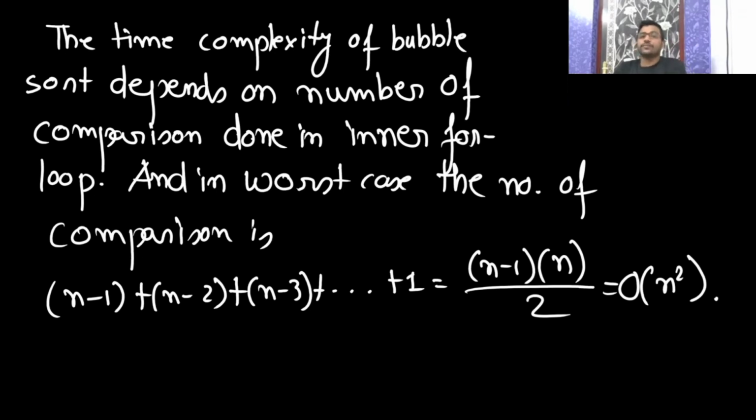So the time complexity of bubble sort depends on the number of comparisons done in the inner for loop. How many comparisons you are doing in the inner for loop, meaning how many times the inner for loop is running, that is going to define the time complexity. And in the best case, now I will see the best case.